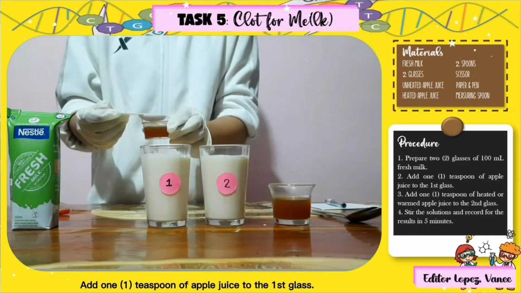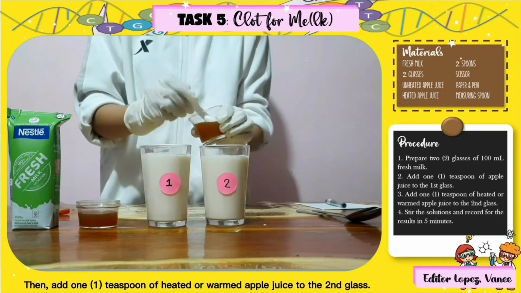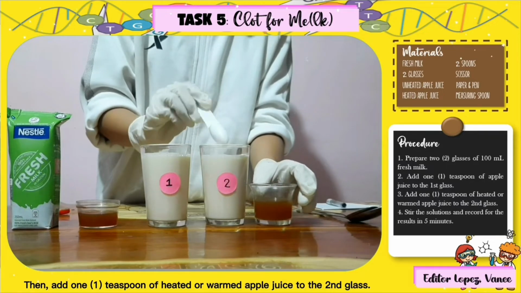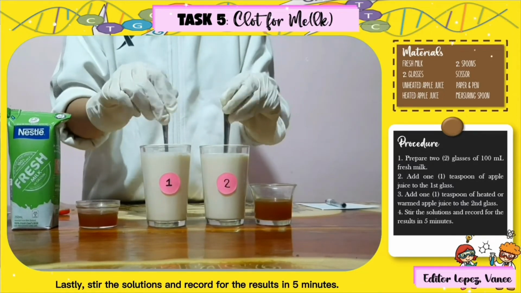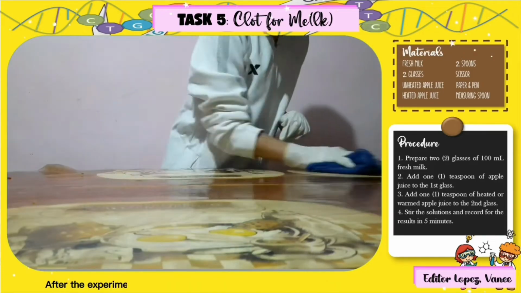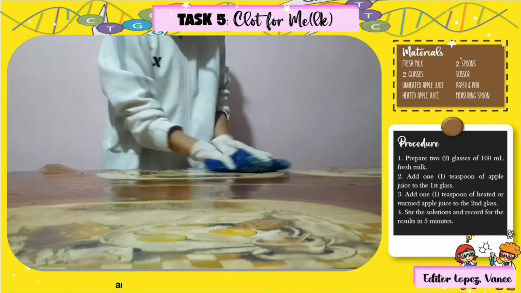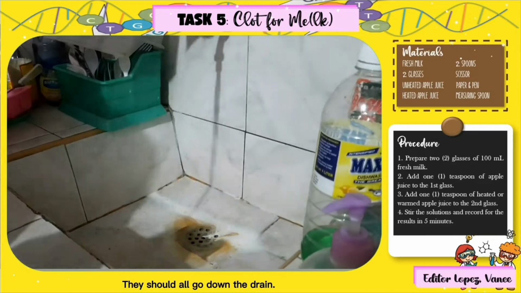Add 1 teaspoon of apple juice to the first glass. Then, add 1 teaspoon of heated or warm apple juice to the second glass. Lastly, stir the solutions and record the results in 5 minutes. After the experiment is done, make sure to clean the area thoroughly and dispose of used materials properly. They should all go down the drain.